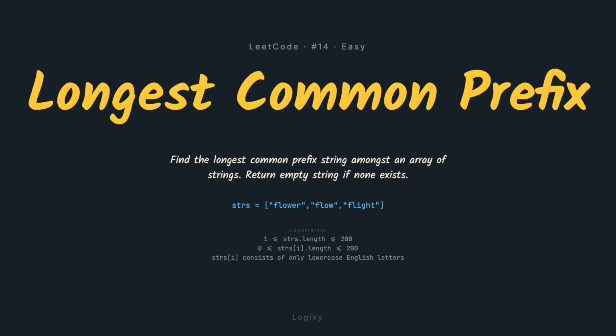Here's a question. You have a list of words. What's the longest prefix that all of them share from the start? So if I gave you flower, flow, and flight, what would you say? Pause for a second. Look at the letters.